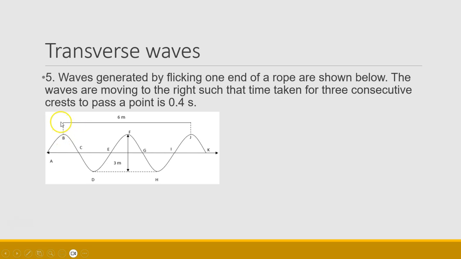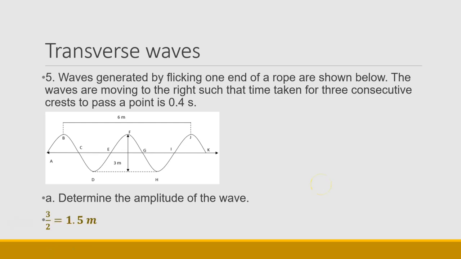And we were also given this value over here of 6 meters. Now, if we consider that, we have 1 cycle, 2 cycles that fit into the 6 meters. So let's now answer the questions. The first one is determine the amplitude of the wave. Again, what we need to realize here is that this 3 meters over here actually represents double the amplitude. So the amplitude is 3 divided by 2, which is 1.5 meters.